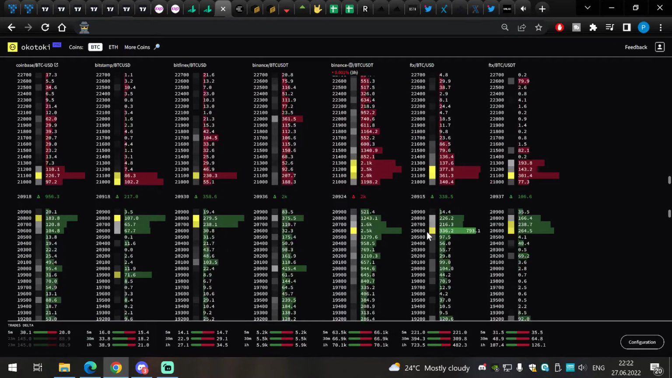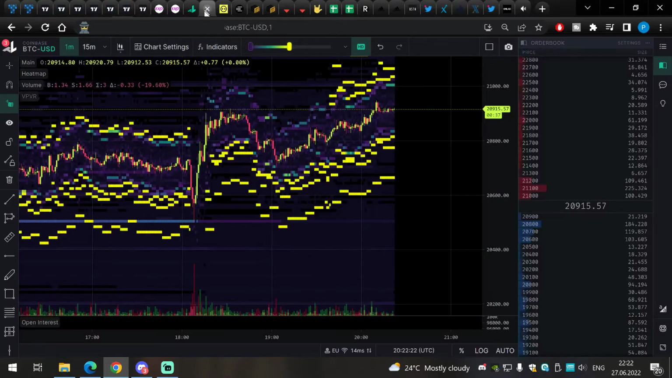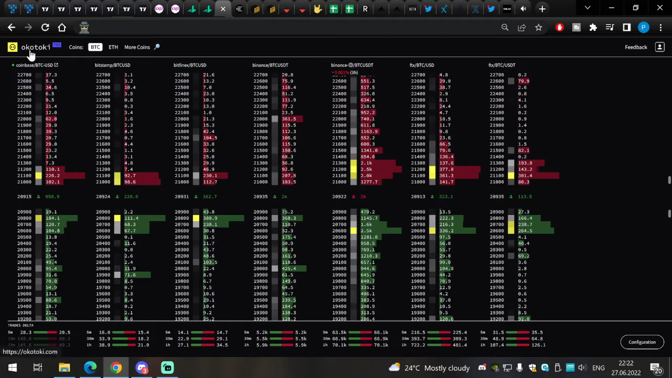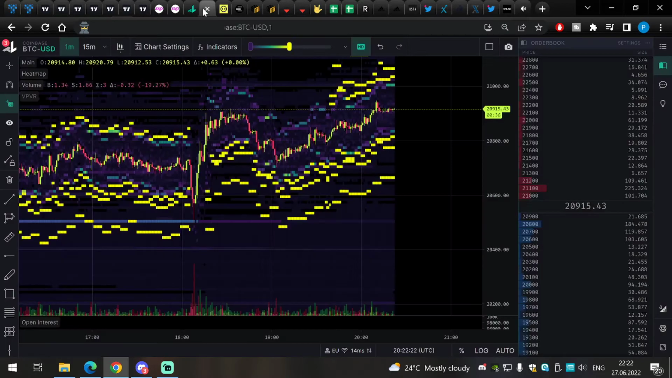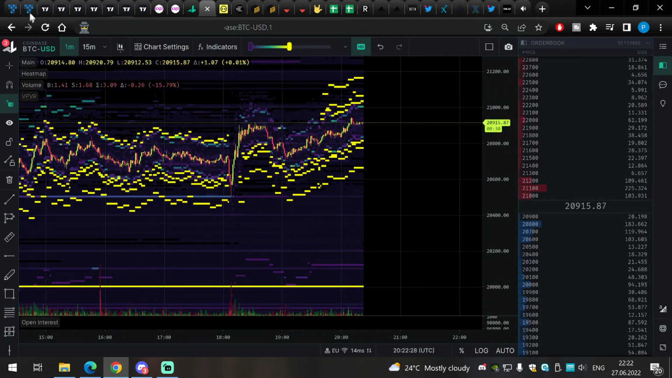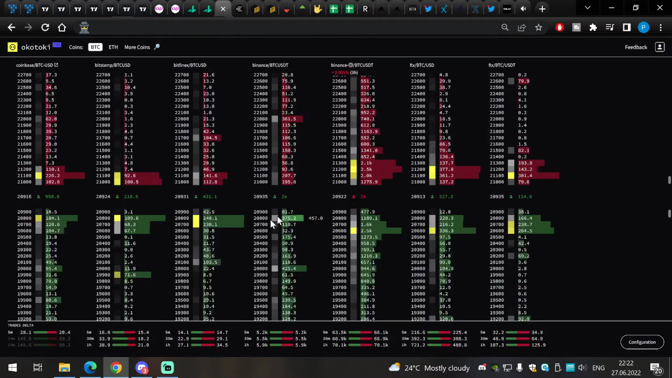I recently started using Okitoki. This is a tool for when you are using Tradinglite. If you're using Tradinglite and TRDR, you already have really great tools for 90% of the time, but sometimes you don't have time to scan exchanges for where the big walls are. This is a great tool. It helped me actually. It can help you maybe a few times a month, I would say.